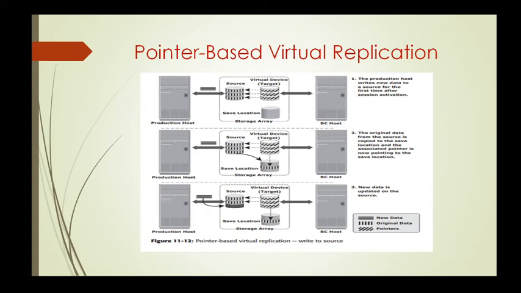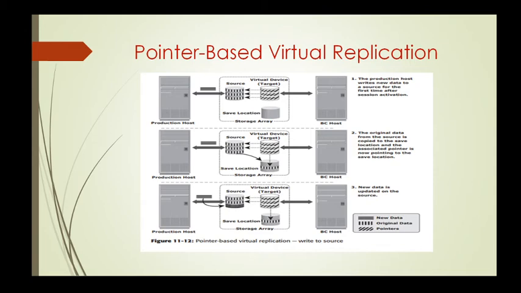Okay, so let us move to the diagram. It is also the same as physical copy on first access, but the data will be virtual here. In the first step, you can see the production host writes new data to the source for the first time after the session activates. Horizontal lines indicate new data, vertical lines indicate original data, and diagonal lines indicate pointers.